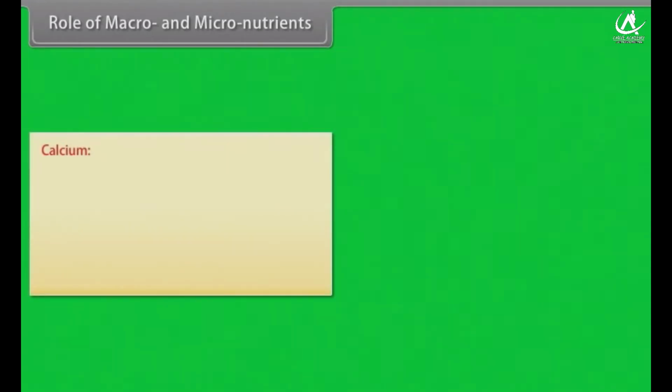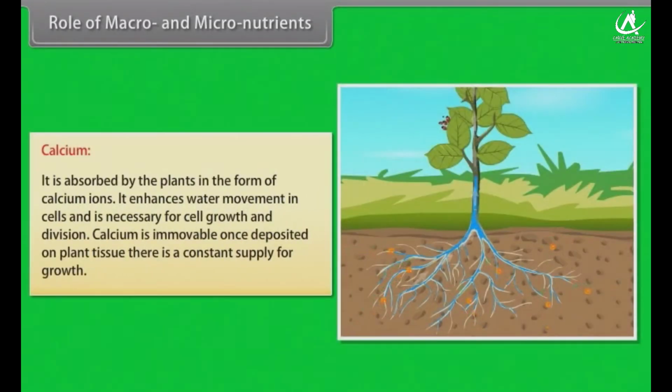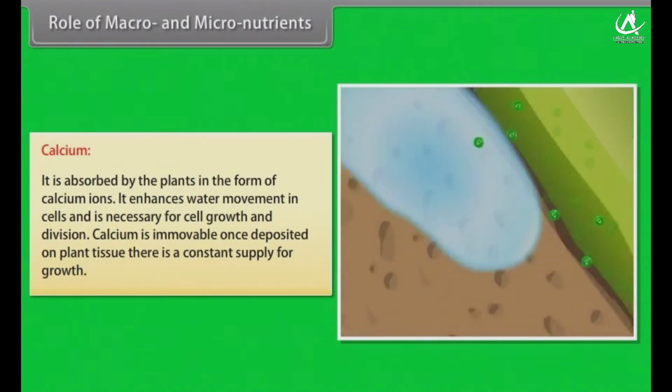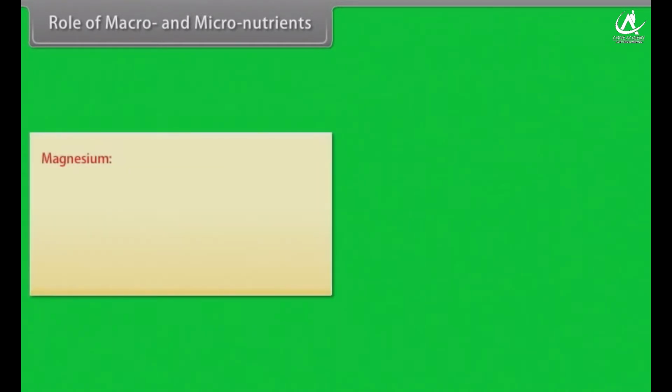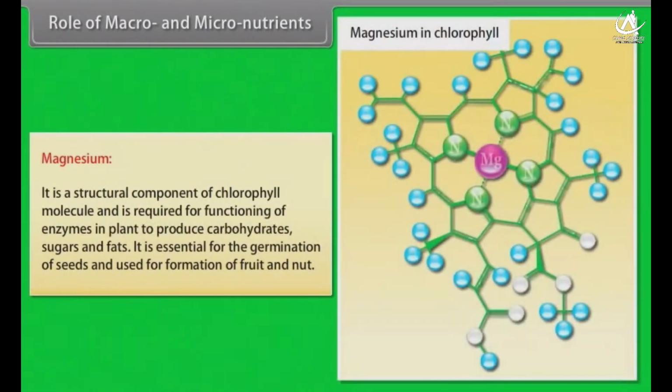Calcium. It is absorbed by the plants in the form of calcium ions. It enhances water movement in cells and is necessary for cell growth and division. Calcium is immobile. Once deposited in plant tissue, there is a constant supply for growth. Magnesium. It is a structural component of the chlorophyll molecule and is required for functioning of enzymes in plants to produce carbohydrates, sugars and fats. It is essential for the germination of seeds and is used in the formation of fruits and nuts.